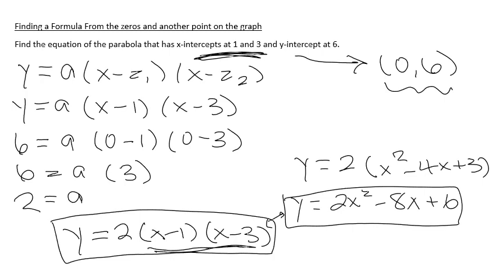And so factored form is fine if you have the x-intercepts, or if the question asks you to write it in standard form, you see how you can translate.